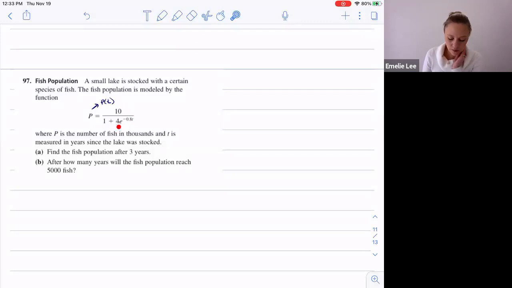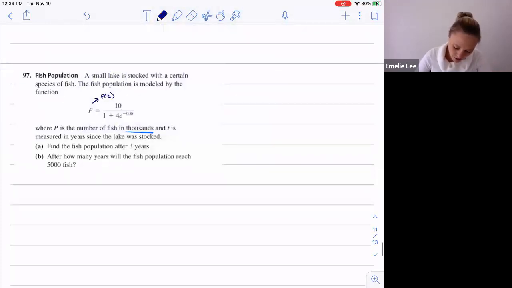It is 10 over 1 plus 4 times e to the negative 0.8 t, okay, where P is the number of fish in thousands, and t is measured in years since the lake was stocked. Find the fish population after 3 years, so I'm going to let t be 3.